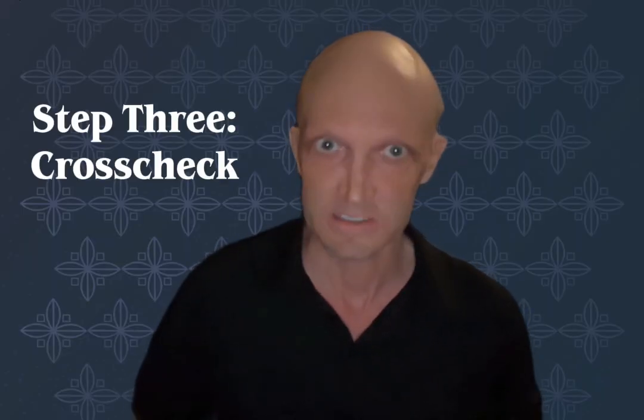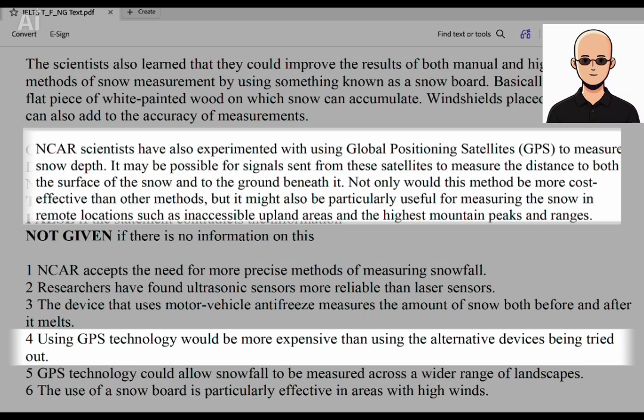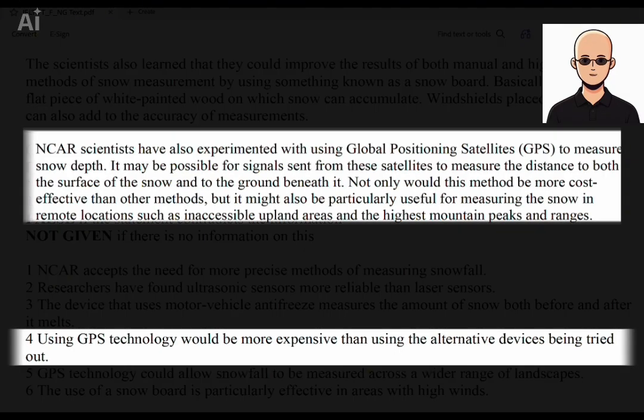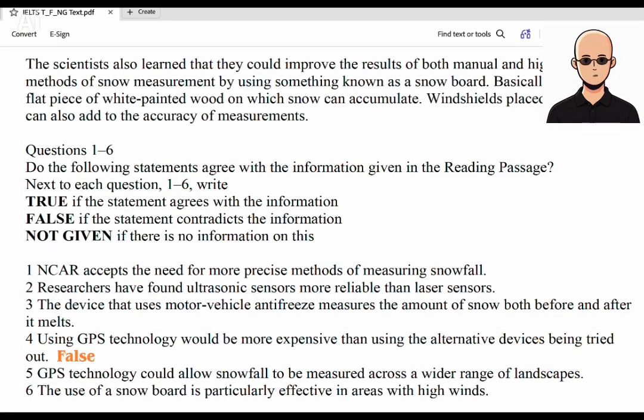Step 3. Cross-check. We're looking for something about GPS being more expensive than the alternatives. Here, it says that this method, meaning GPS, will be more cost-effective than other methods. Cost-effective being a synonym for less expensive, cheaper, while the statement says GPS technology would be more expensive. So this one must be false.